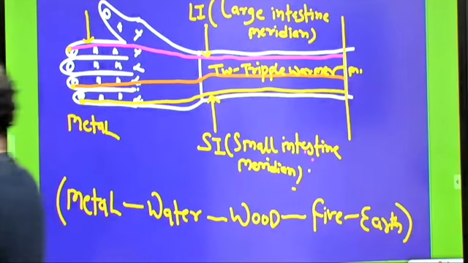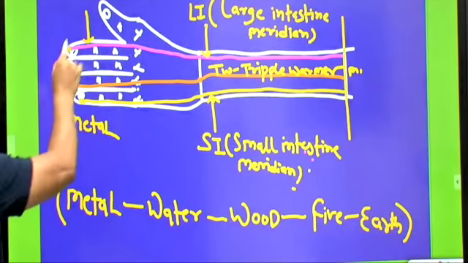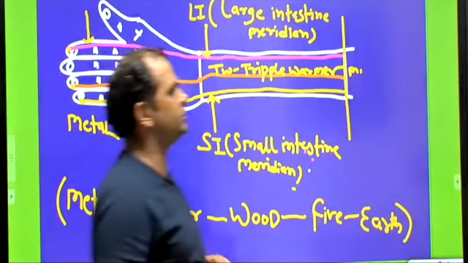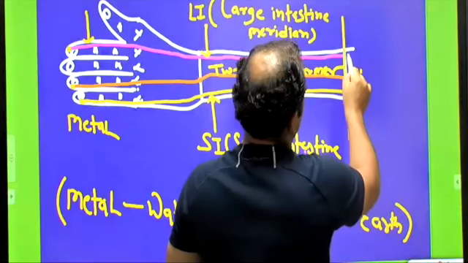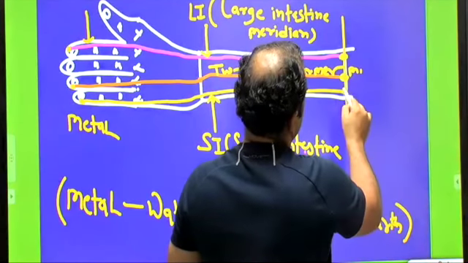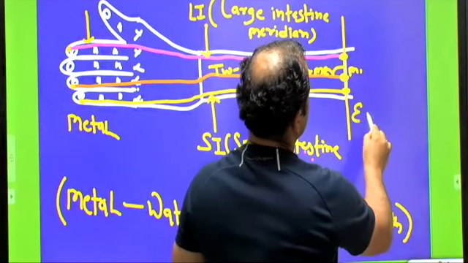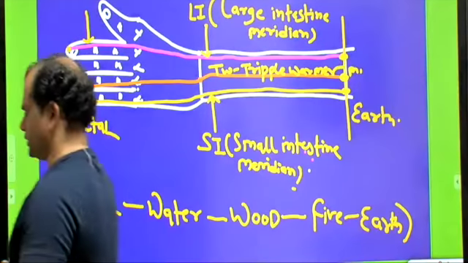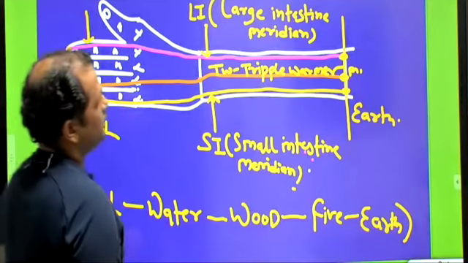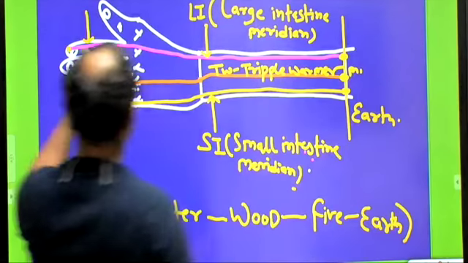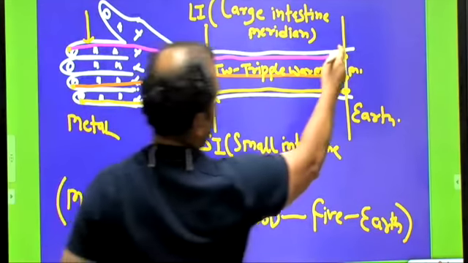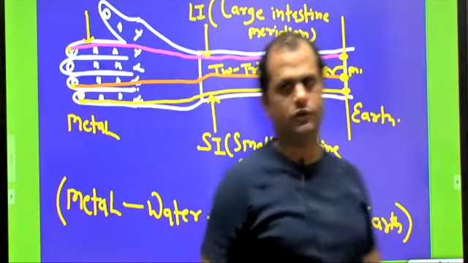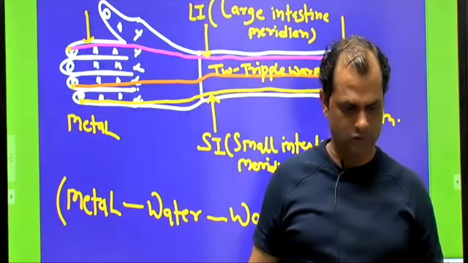So all the fingertip points, either here, here, or here, will be metal points, and all the points on the elbow will be earth points when we talk about the yang side. For the large intestine meridian, the first point will be metal and the last point will be earth. The same holds for the triple warmer and the small intestine.